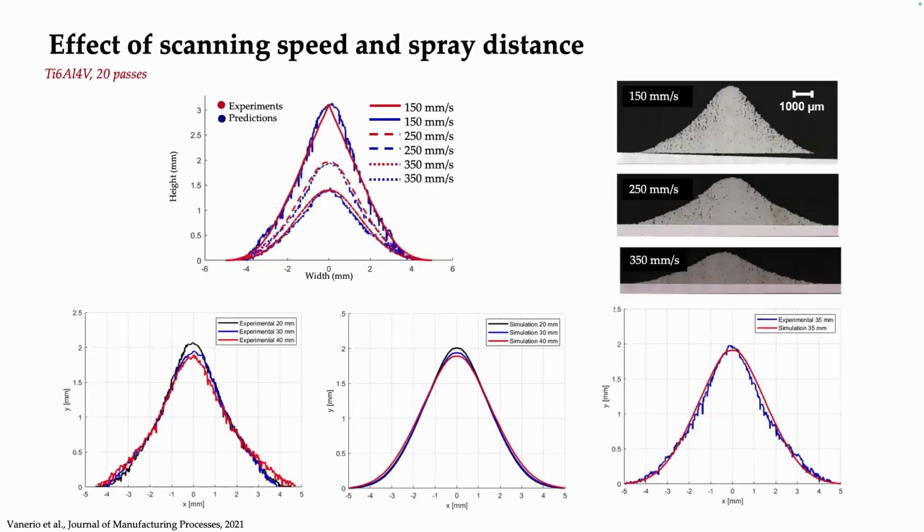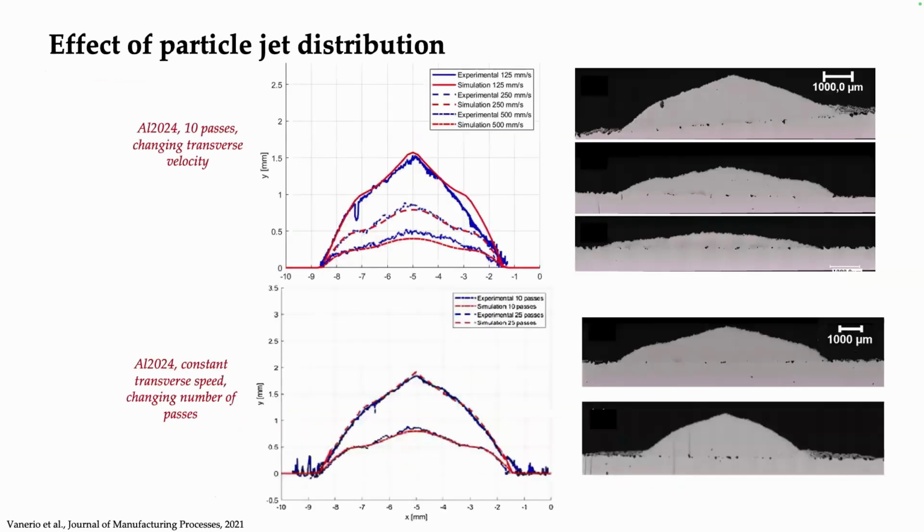angle of impact. Two other important parameters are the scanning speed, so the transfer speed of the nozzle, and also the spray distance. Here again, you see for Ti64, 20 passes, changing the scanning speed from 150 millimeters per second to 350 millimeters per second. Again, a very good match between the numerical model and the experimental data, and also for the standoff distance. So the model is able to capture very well the evolution of the shape of a single unit as a function of different process parameters.